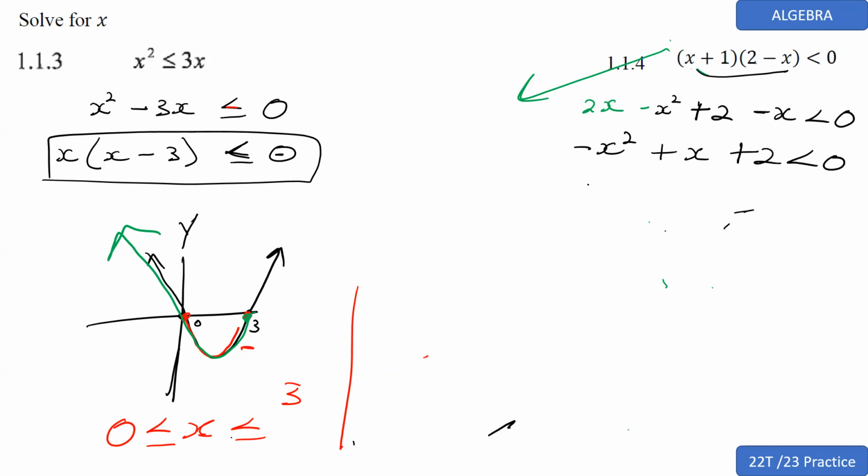Then I'm going to do a change of sign. And if I do a change of sign, it's got x squared minus x minus 2. And then the direction must change to greater than 0. That's the catch here. Now we can factorize, and we end up with x minus 2 into x plus 1.